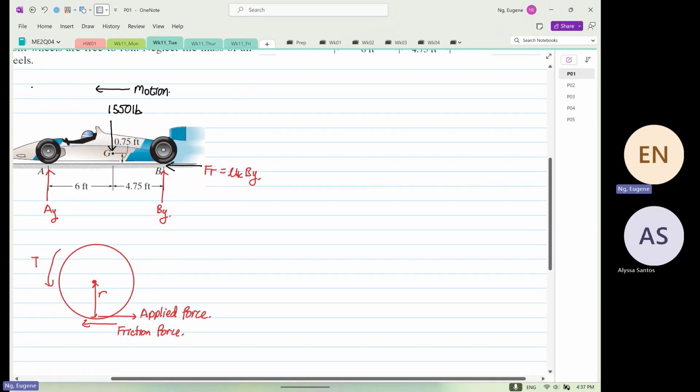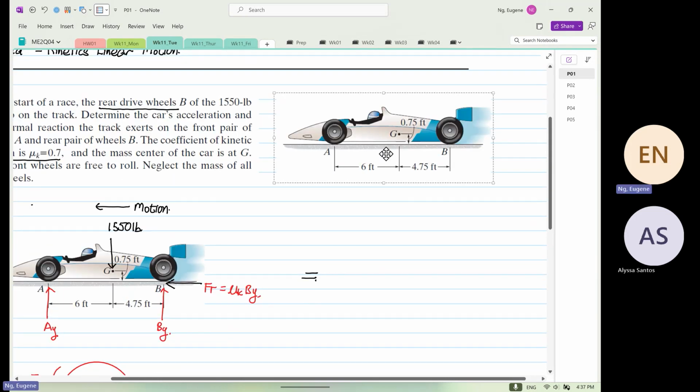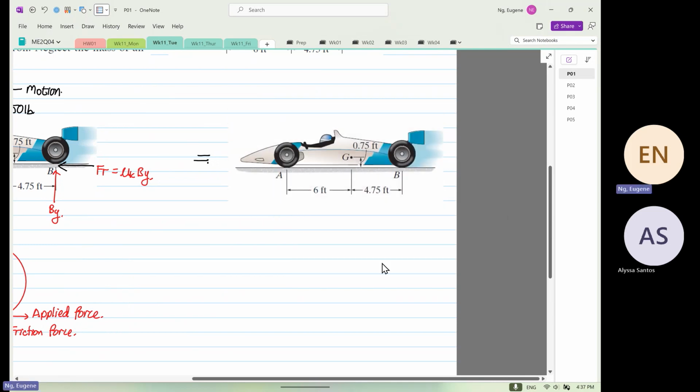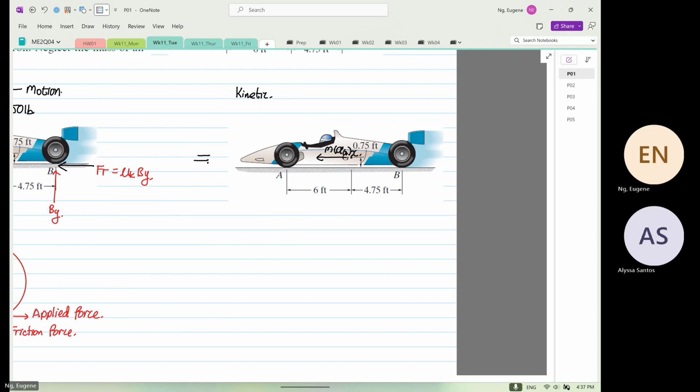Next, we go into our kinetic diagram. For your kinetic diagram, we know that the car is flat on the road. So if you look at our kinetic diagram, it is going in this direction, and this over here will be your mass times AG in the X direction.